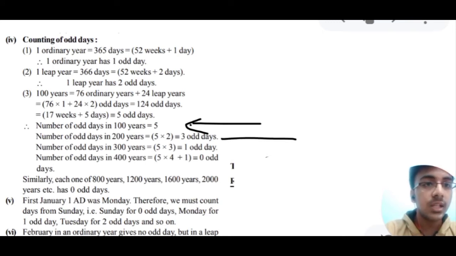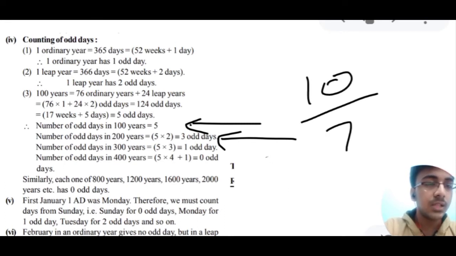200 years you are having 3 odd days. Now I will say 100 years, 5, and we will double it, and this will become 10. So if this becomes 10, we can make one more group out of it of 7, and then we'll be left with a remainder of 3. Okay, so we have 3 odd days.